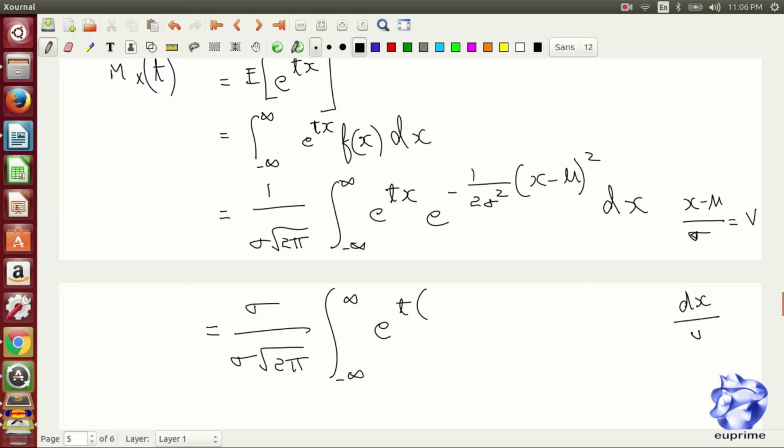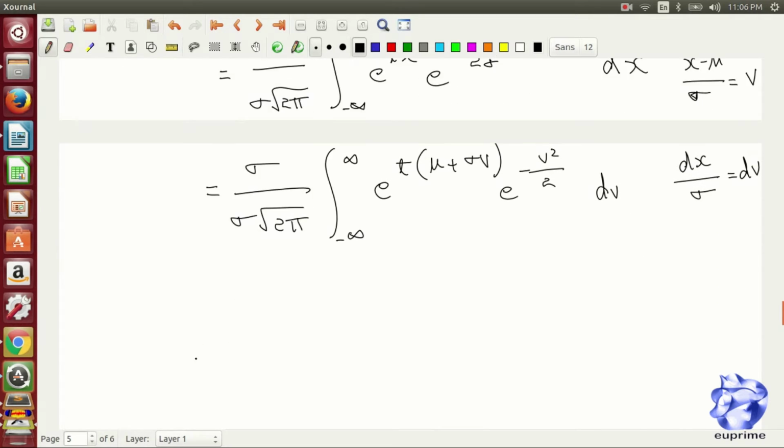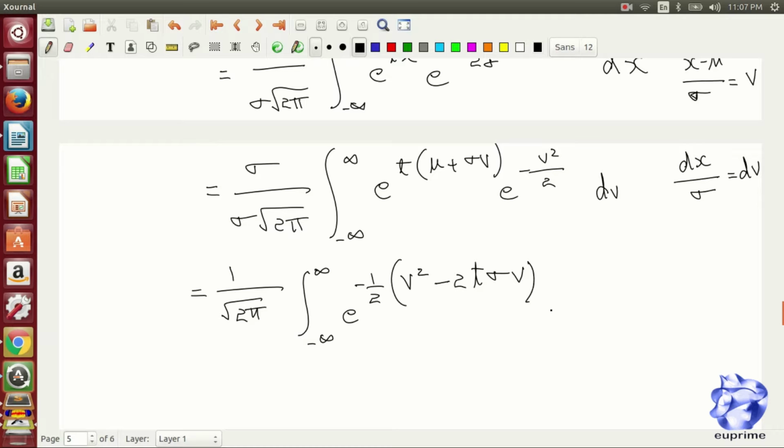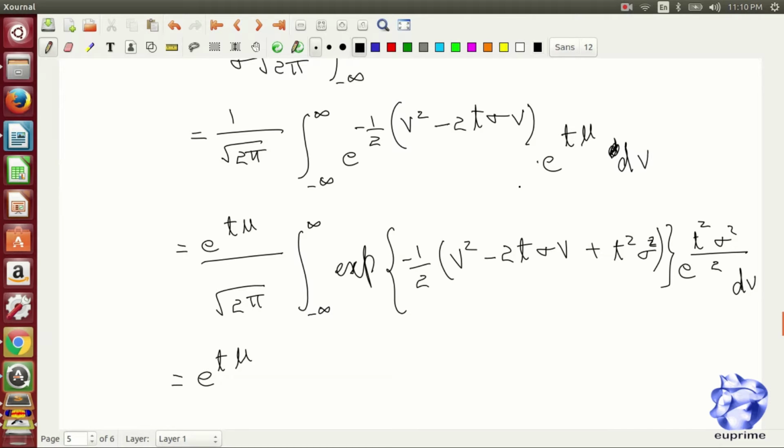On substituting dx by sigma equal to dv, we substitute x minus mu by sigma equal to v and differentiate that to get dx by sigma equal to dv, and we replace that in this function. E to the power tu plus t square sigma square by 2, whole divided by 2 pi, is outside this integration, and the remaining part of the integration is given below.